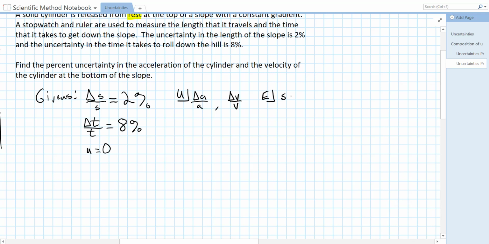And our displacement equation is the one. Displacement is equal to UT plus 1/2 AT squared. But since our initial velocity is 0, this is actually going to simplify to S is equal to 1/2 AT squared. So from that equation, we can actually solve for A, and we get A is equal to 2S over T squared.